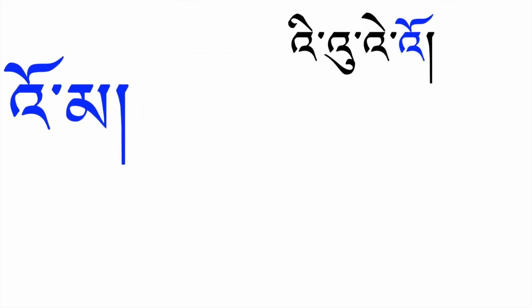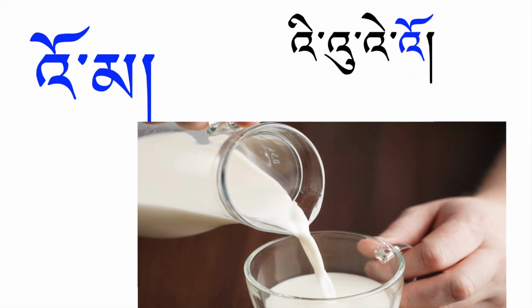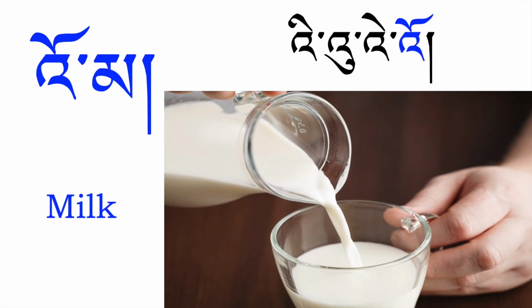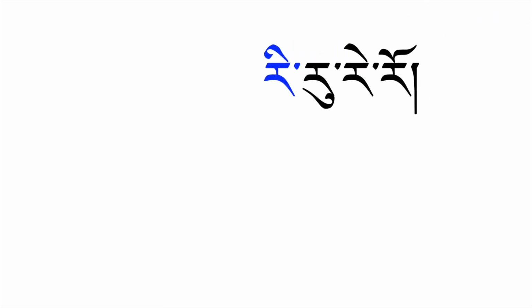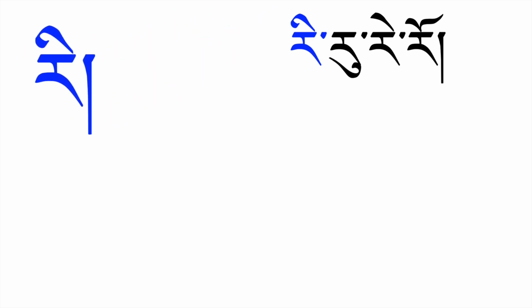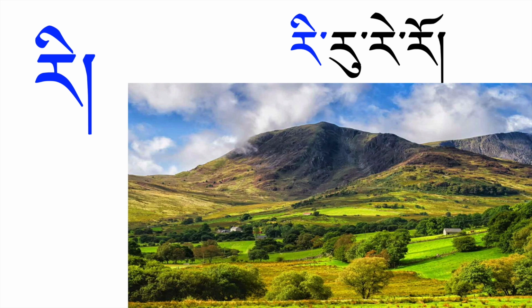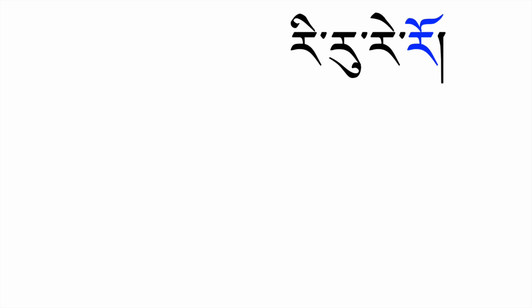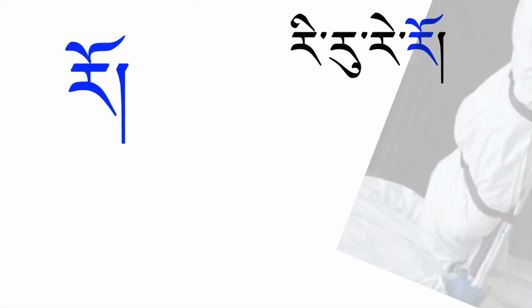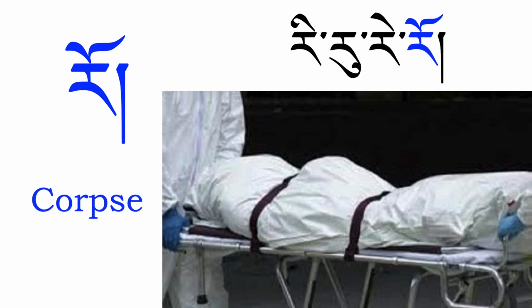Now ha naru wo ma. The oma means milk. Oma. Ra kigu ri, meaning is a beautiful hill over here. Hill. Ri means hill. Now ra naru ro. Ro meaning is corpse, dead body. Ro.